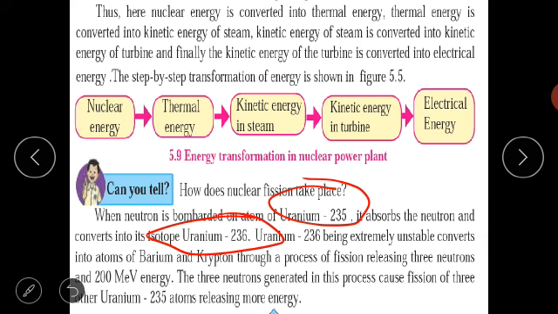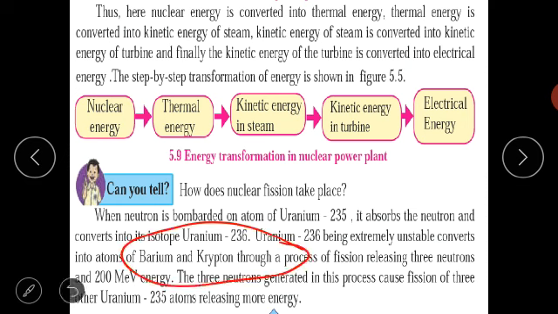And how is the isotope produced? By bombarding the neutron on the uranium. Now, this isotope that is produced is completely unstable, extremely unstable, and converts into atoms of barium and krypton. It converts into atoms of barium and krypton through a process of fission, releasing 3 neutrons.